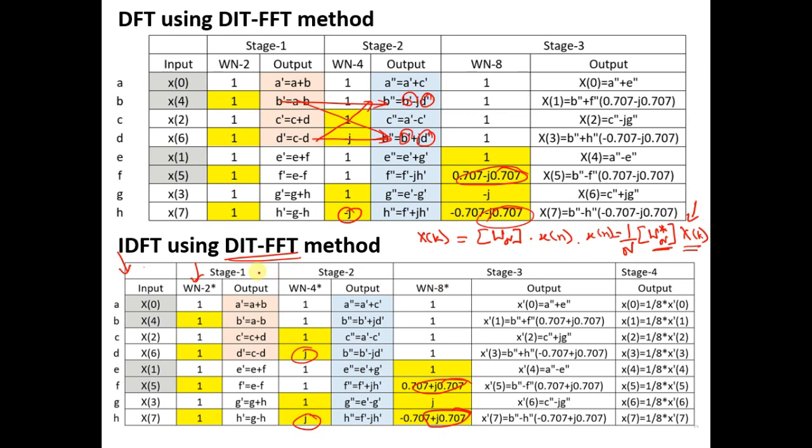First you will be in stage 1, doing 2-point DFT, stage 2 4-point DFT, stage 3 8-point DFT. But while calculating xn, we have this 1 by N multiplier. So in IDFT, you also have a stage 4 where you multiply by 1 by 8 in an 8-point FFT. If it is a 4-point FFT, you divide the values at the end of stage 2 by 4. Okay, now let's take an example.